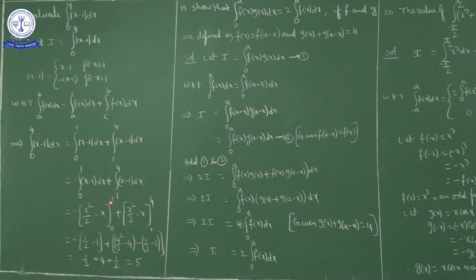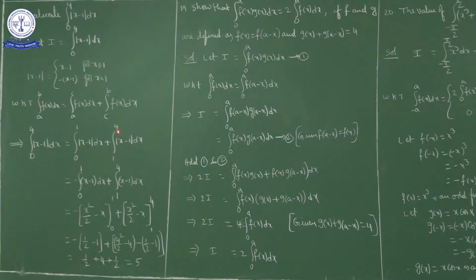Now upper limit minus lower limit. If I apply the upper limit 1 in place of x, what will we get? Minus of 1 by 2 minus 1, minus, anyhow 0 means 0 only. If you apply 0 in place of x, you will get 0. So minus of 1 by 2 minus 1. 1 by 2 minus 1 is minus 1 by 2, so minus 1 by 2 multiplied by minus gives plus 1 by 2. So this part is completed. This integral value we got is 1 by 2.